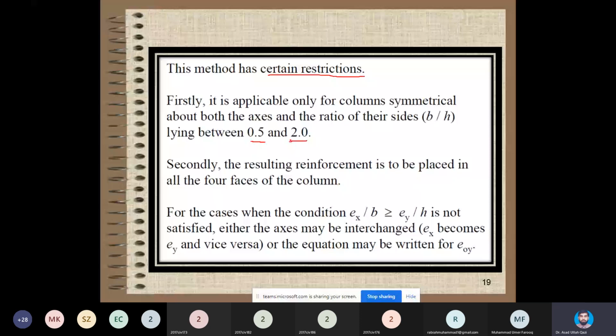Secondly, the restriction is that you need to put the steel on 4 faces. So once you have converted the eccentricities into equivalent uniaxial, it is just for the purpose of applying the flow chart and to get that uniaxial movement which can be used to get the steel, and that steel, once placed on 4 faces, can handle the biaxial movement safely.